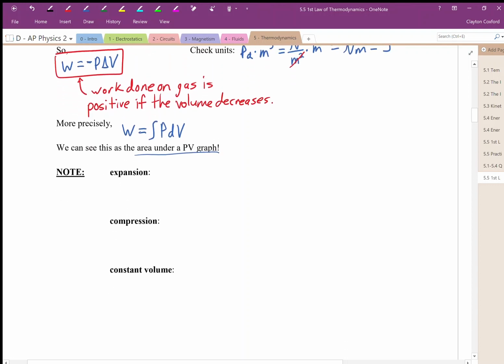Now, I just want to make sure that we have broken down exactly what positive work, negative work, or even no work looks like. So if we have expansion, meaning we have an increase in volume, this means that work is done by the gas, and so we call this negative work. Work done by the gas is negative work, and that's delta V, the change in the volume, is positive when we have expansion.